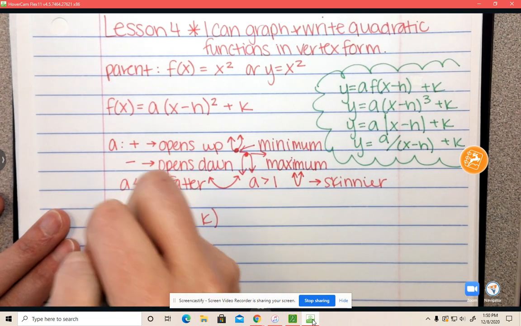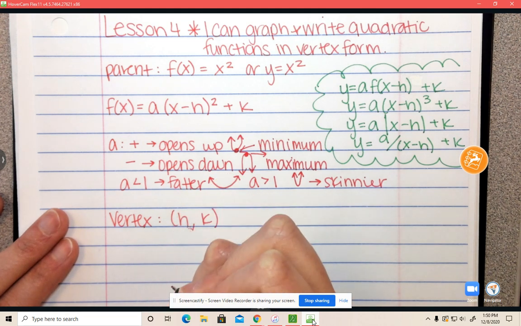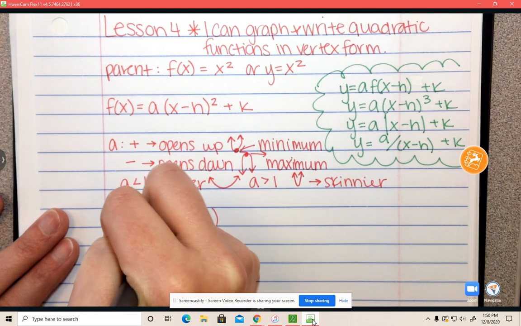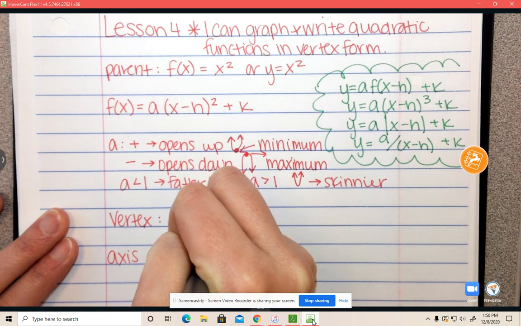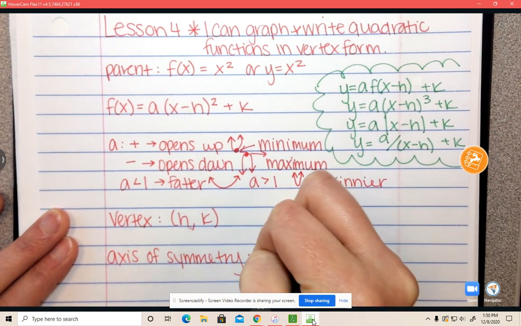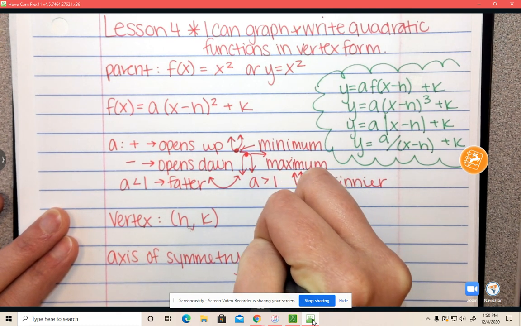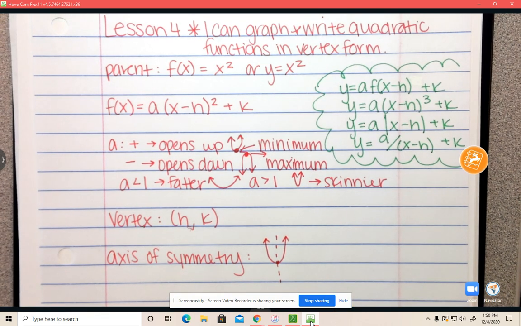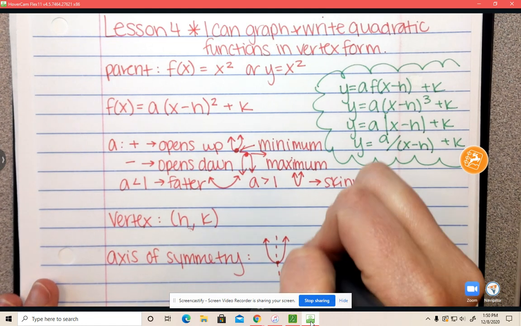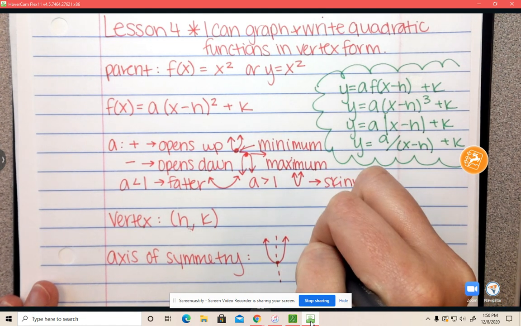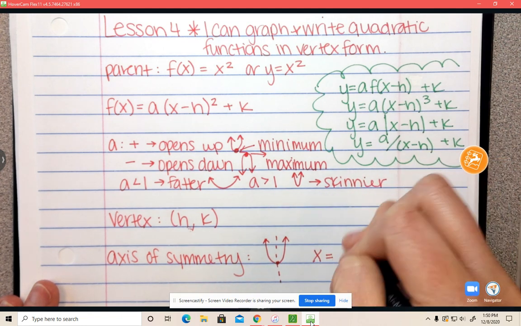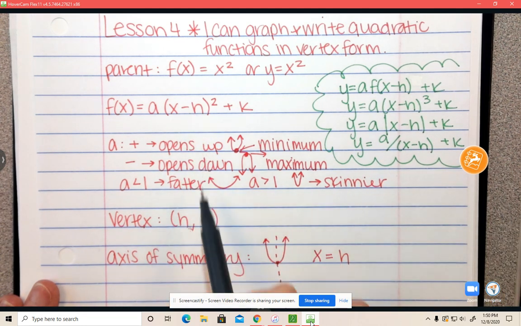You can also find the axis of symmetry. The axis of symmetry is, if you have that U shape, and there's your vertex, that axis of symmetry is what goes right down the middle. You could fold the graph over that line, and it would match on both sides. So the axis of symmetry is x equals h. So whatever your h is in your vertex in your equation is your axis of symmetry. Okay?